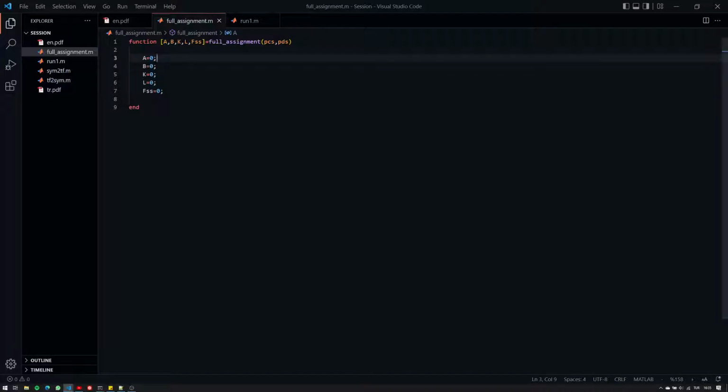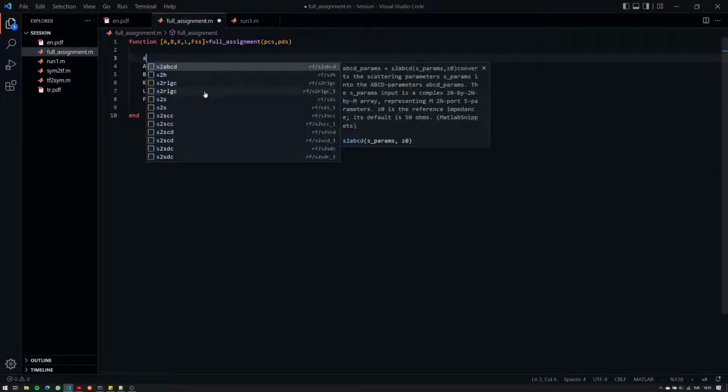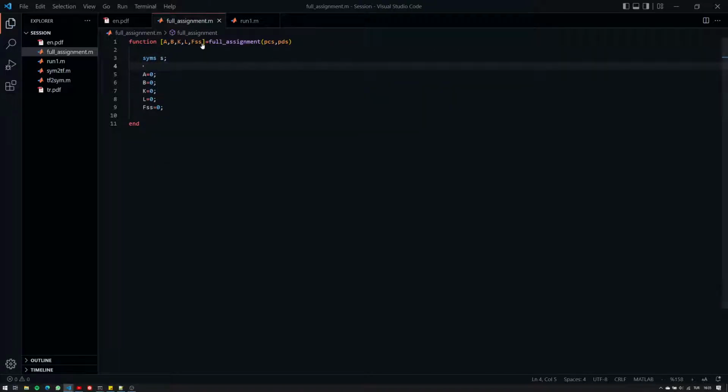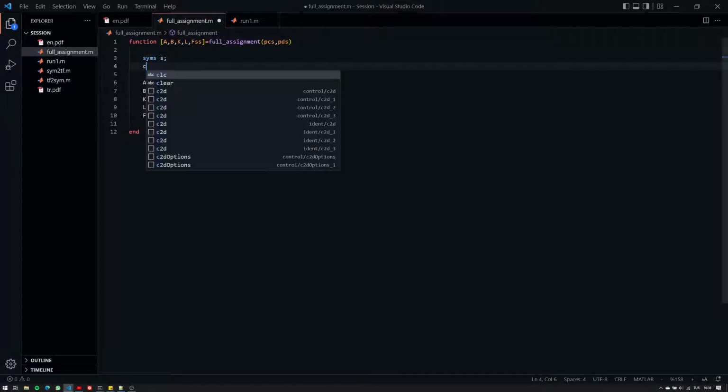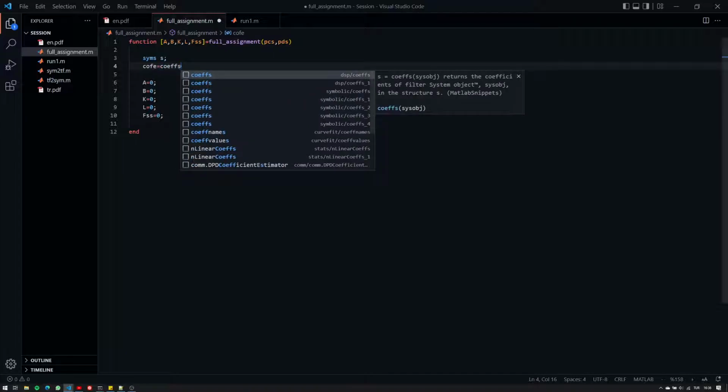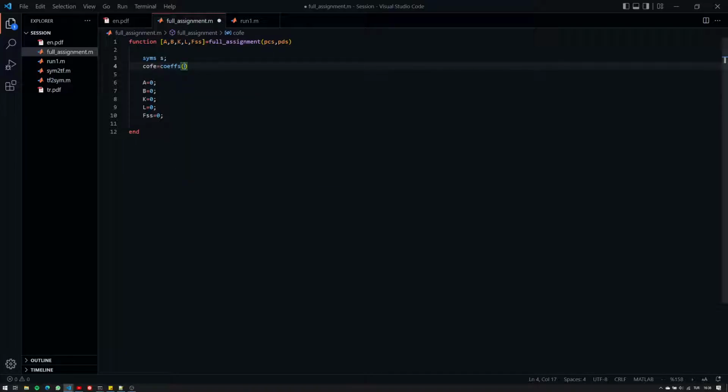Since I'm going to use the symbolic function, let me go up here and define s. We were using PCS and PDS throughout the semester, so we expect that it will be a polynomial of the term s. Now let's start by taking the coefficients of PCS, like this. Let's call it Qf.